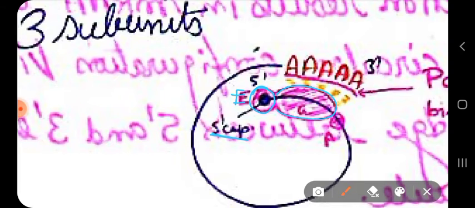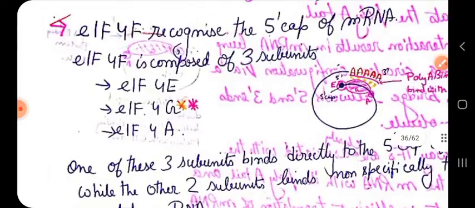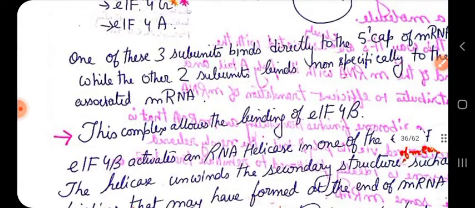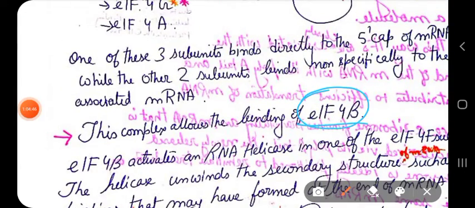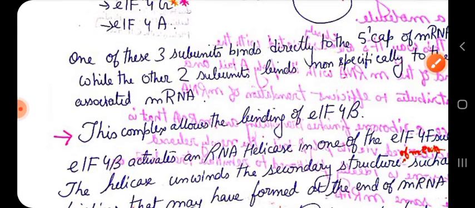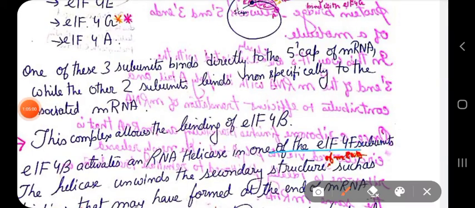While the other two subunits, EIF4G and EIF4A, non-specifically bind to the 5 prime cap. Okay, this allows binding of another initiation factor called EIF4B. EIF4B activates an RNA helicase activity in one of the EIF4F subunits.